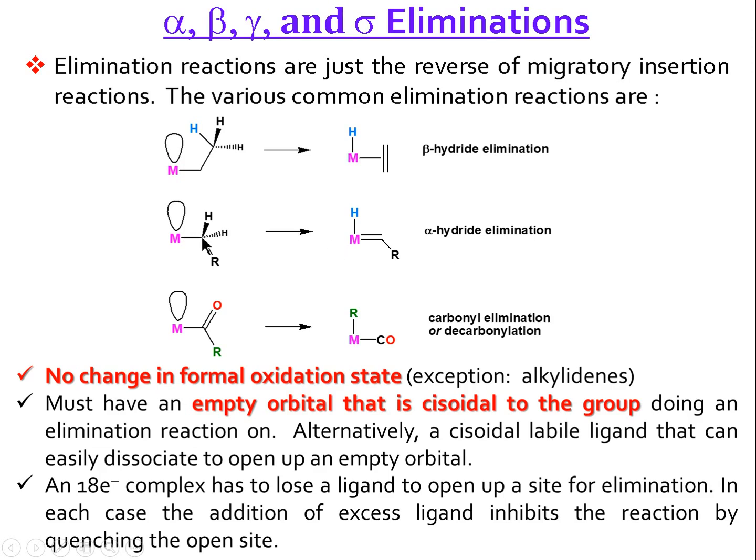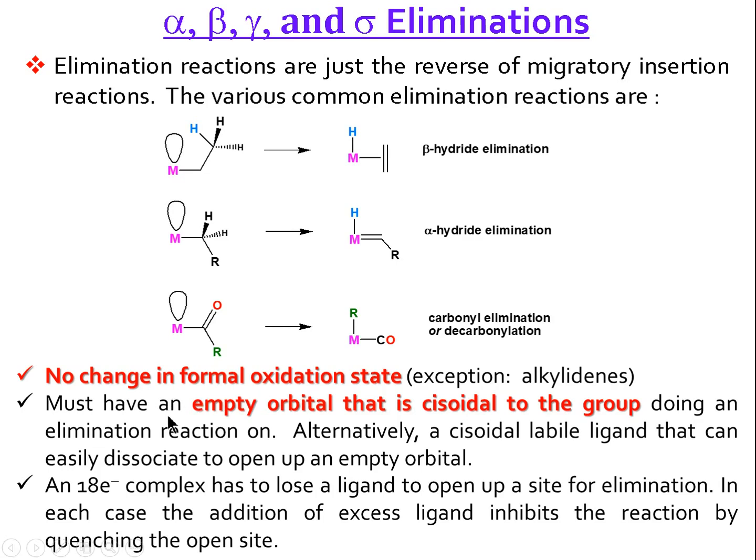We can have hydrogen in alpha position. So in this case, we form a metal hydride carbene, and this is alpha hydride elimination. We have also elimination of carbonyl from the bond M-C double bond O-R to the vacant site, and we obtain M-R and M-CO. This is known as decarbonylation reaction. So in the elimination, we don't have change in the formal oxidation state of the metal M.